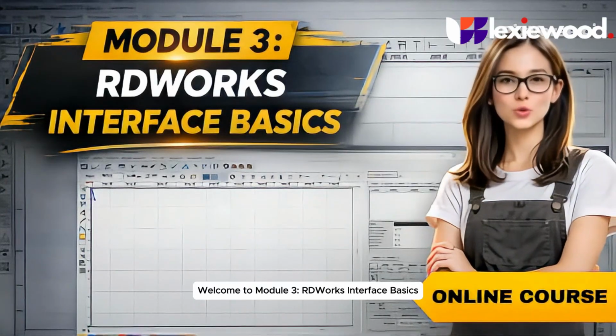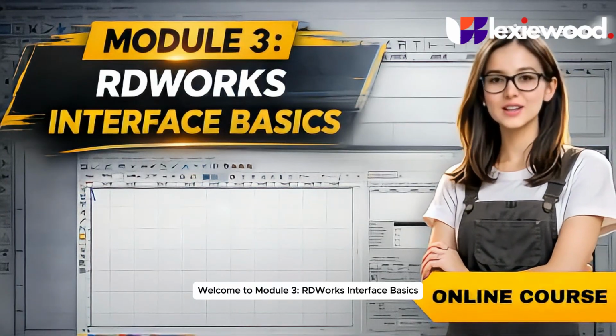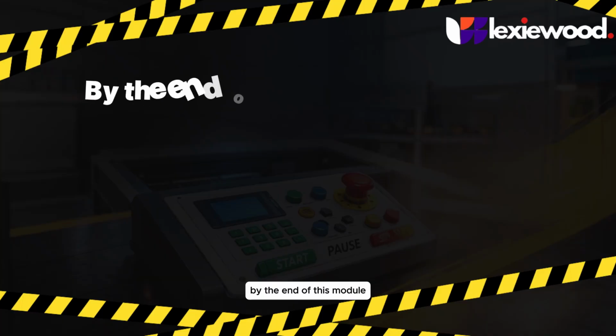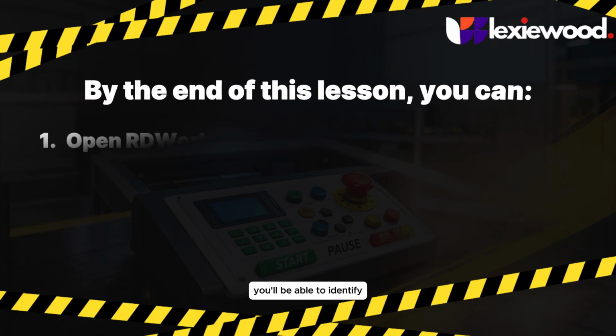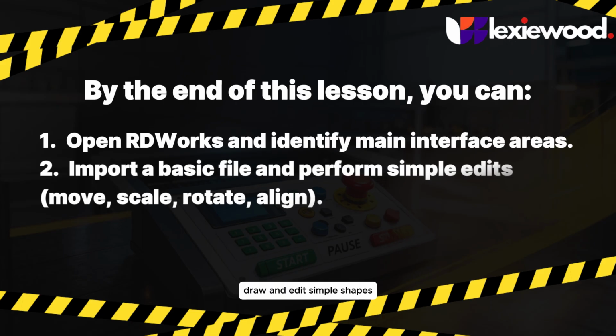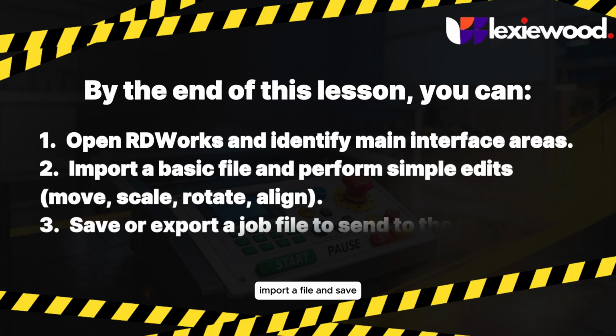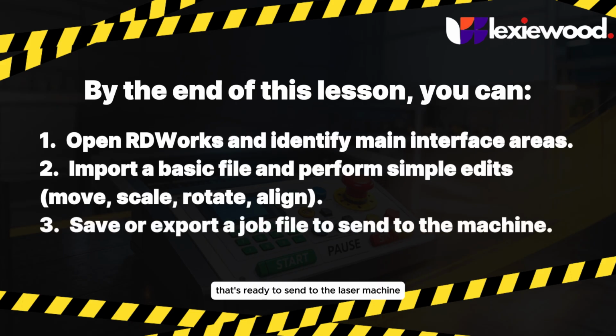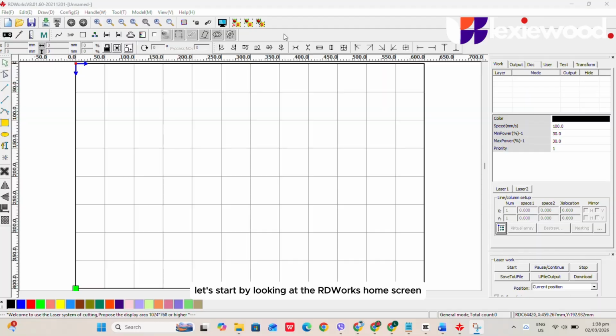Welcome to Module 3, the RDWorks Interface Basics. By the end of this module, you'll be able to identify the main areas of the software, draw and edit simple shapes, import a file, and save or export a job that's ready to send to the laser machine. Let's start by looking at the RDWorks home screen.